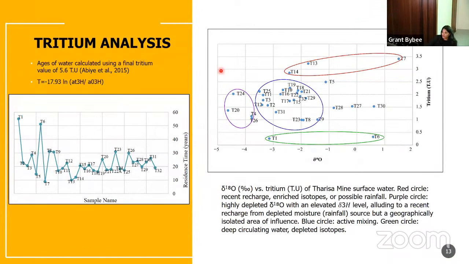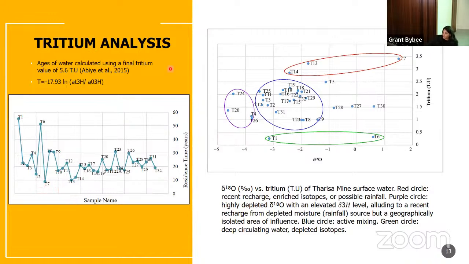So now we use tritium analysis. What happened with the tritium analysis is that, remember, this is your radioactive isotope, so you can use this to actually date your waters by radioactive decay, because tritium has a half-life of 12.4 years. We had water almost about 55 years old, and then very young surface water, almost about 5 years.